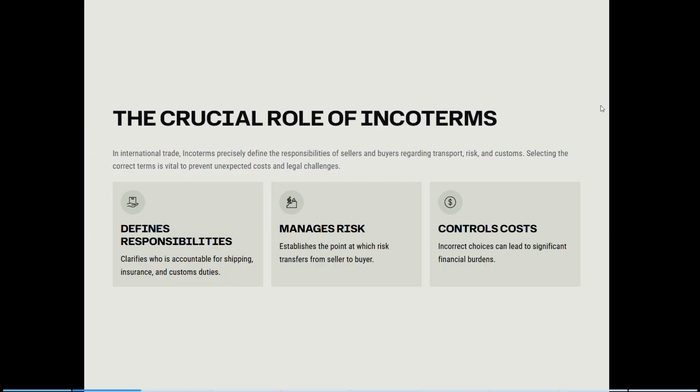In international trade, transactions often involve long distances, multiple transport modes, and different legal systems. Incoterms play a crucial role by clearly defining who is responsible for transportation, insurance, customs clearance, and also costs. They also specify the exact point at which risk transfers from the seller to the buyer, helping both parties prevent unexpected expenses and legal disputes.